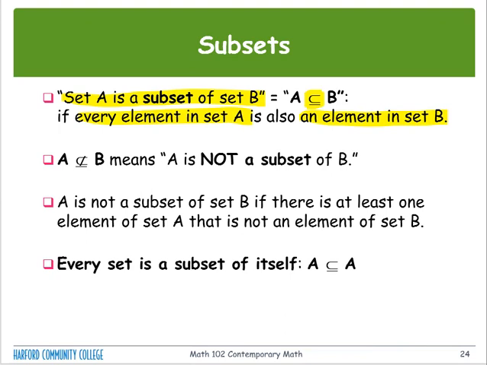If we cross out the middle of this notation, it means A is not a subset of set B. A is not a subset of set B if there is at least one element or one member of set A that is not an element of set B. And we can say every set is a subset of itself, because every element of the set A is also an element in set A itself.